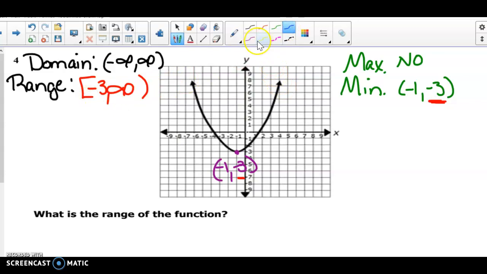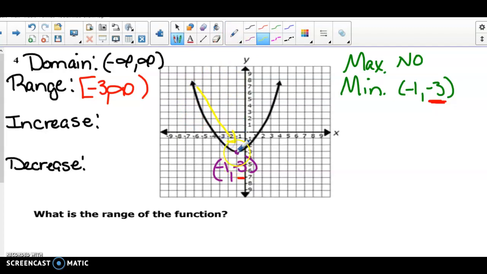Then we've talked about increasing and decreasing intervals. We look at our graph. Increasing is where our graph has a positive slope. It's moving upward when we look at it from left to right. Decreasing is where our graph has a negative slope, or it's moving downward when we look at our graph from left to right.